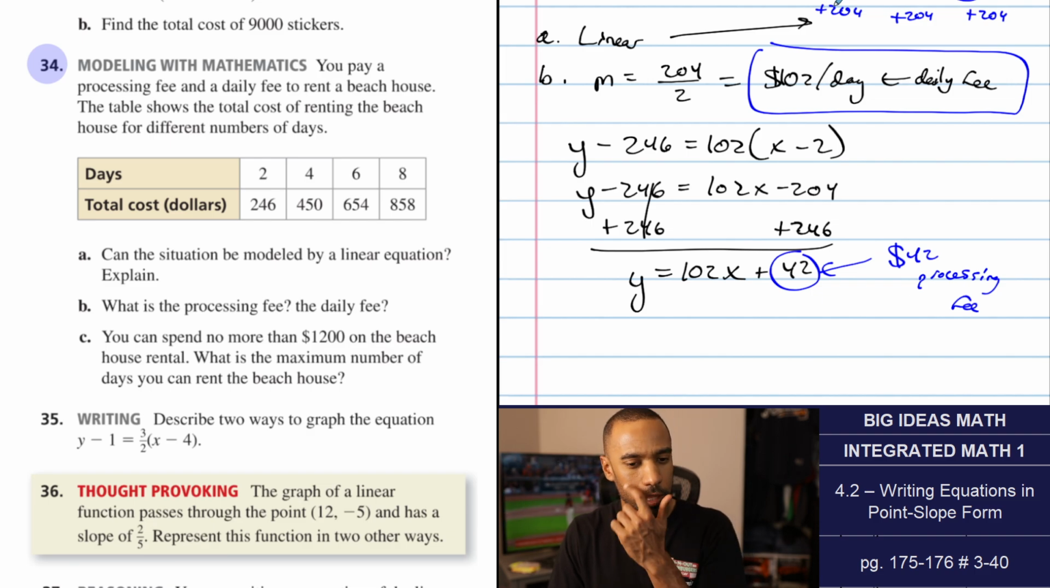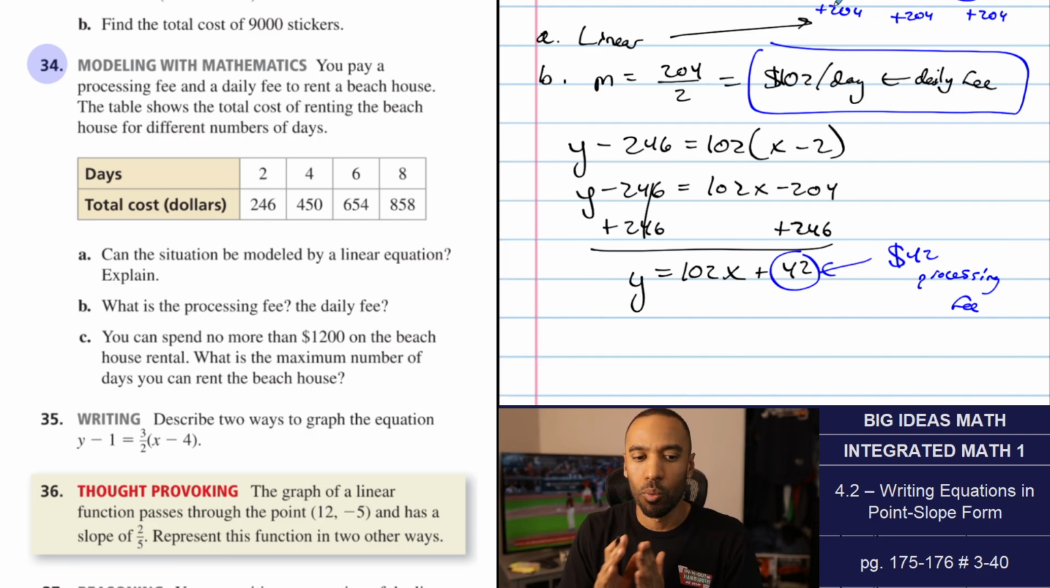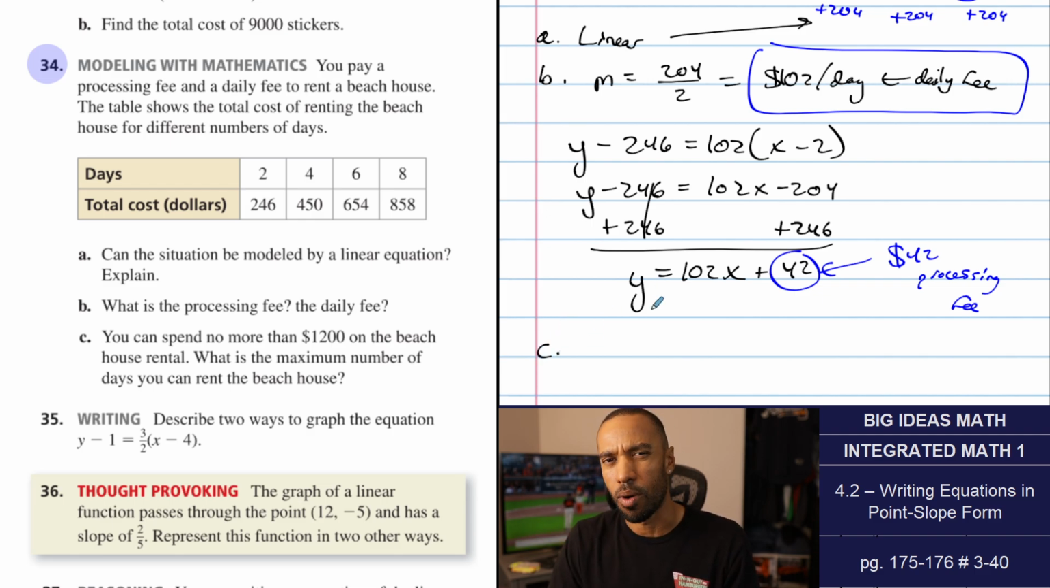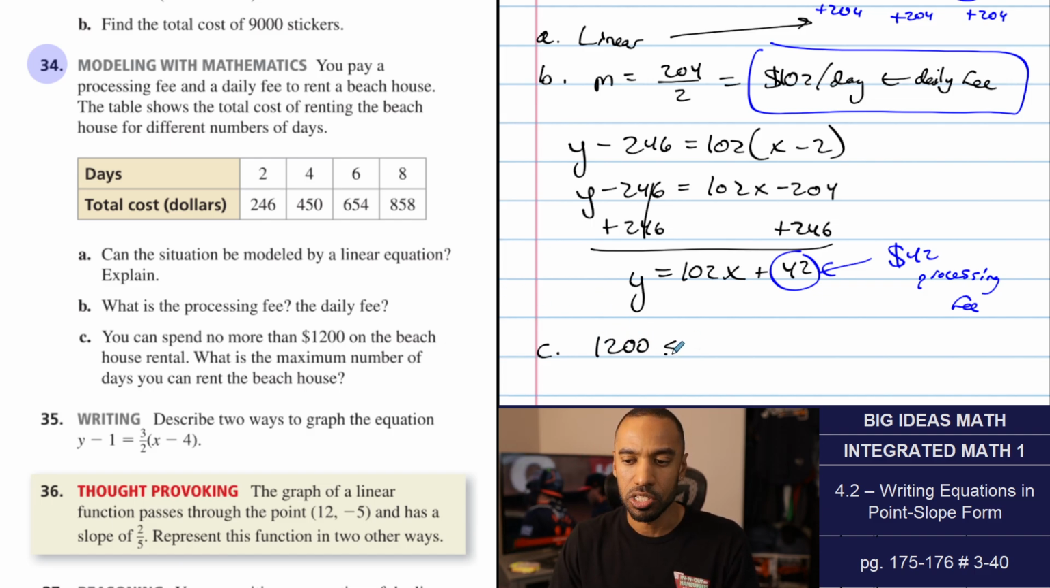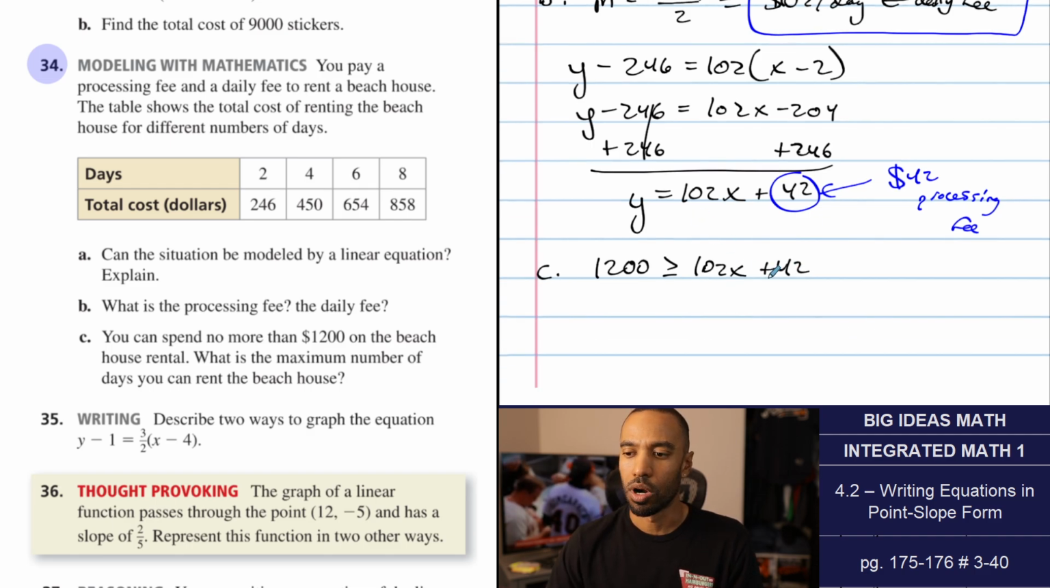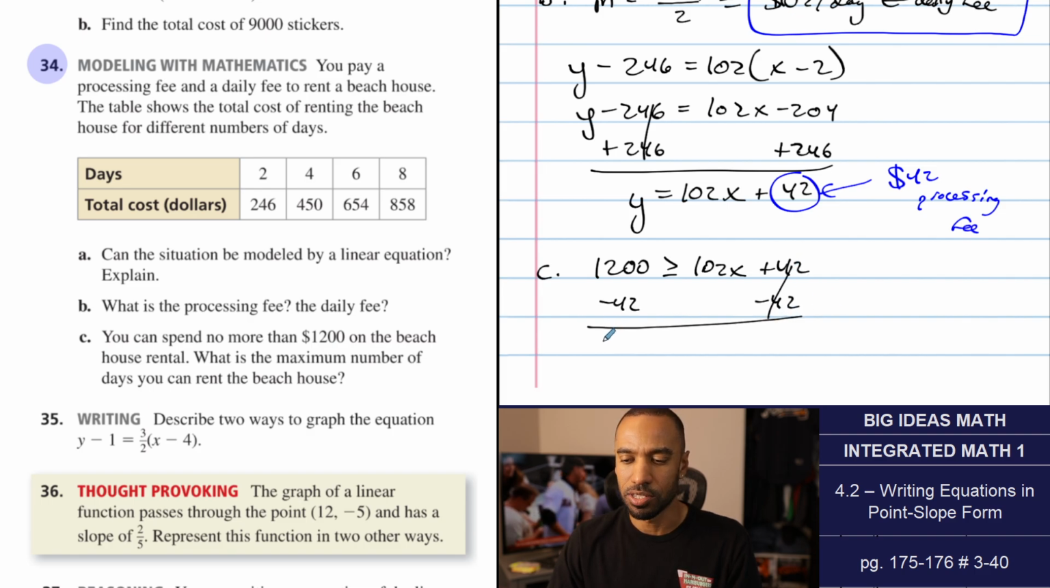You can spend no more than $1,200 on the beach house rental. What is the maximum number of days you can rent the beach house? So this one here, we can kind of do an inequality. Think more chapter 2, but we have our equation. Y is the amount that we're going to spend. We can spend no more than $1,200. So $1,200 must be greater than or equal to what it is that we can spend as a whole based on our number of days. So here's how much we're comparing against. Here's how much we're spending based on X days. We're going to solve for X by subtracting 42 from both sides.